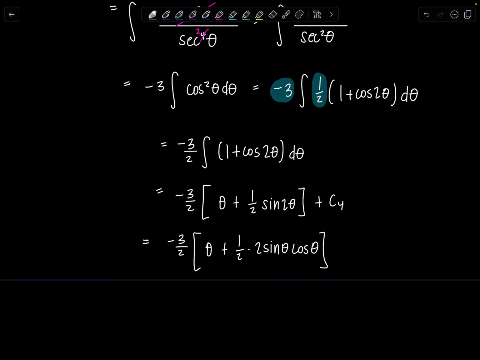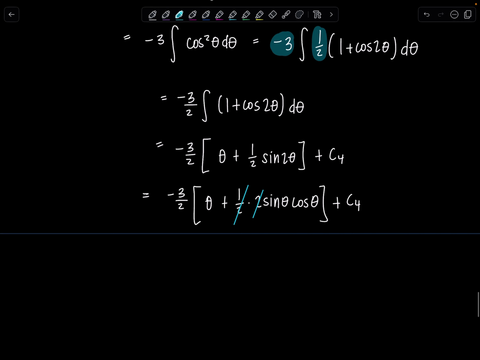Are we good? Plus c4. And then these just cancel. So now to get back in terms of x, like I said just a second ago, we're going to draw a triangle. And remember, we had originally let x plus 1 equal tan theta, right? Well, I want you to think of that as x plus 1 over 1, because tangent is the ratio of the opposite over adjacent side.